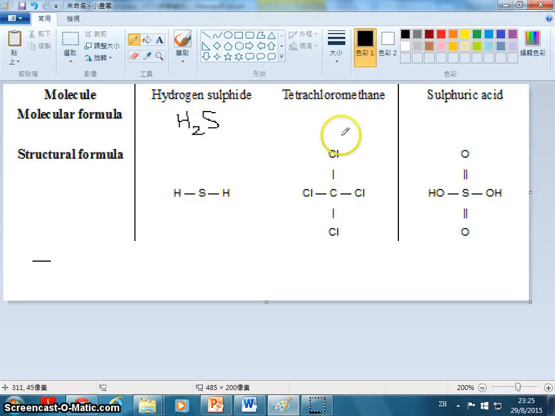So here, I have 1C, 4Cl, CCl4. Right. So here I have 1H, 2H, 1S, and 4 oxygen. So I have H2SO4. Right, some of you may query, how can I know the order of the elements we put in the molecular formula? Up to here, I do not have any information for you, but if you're interested, we can discuss during the lessons.